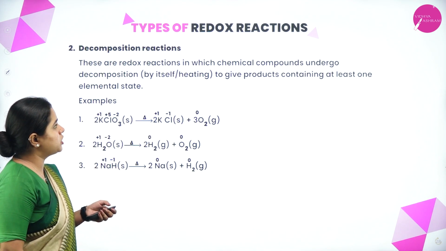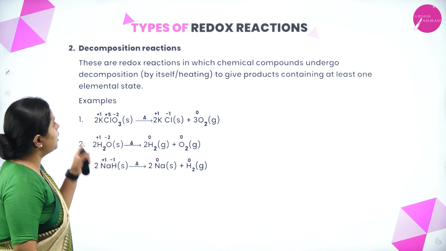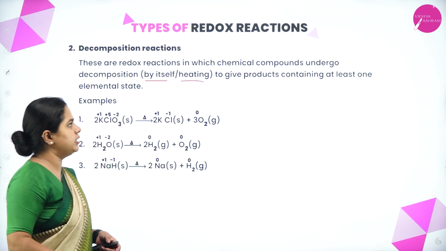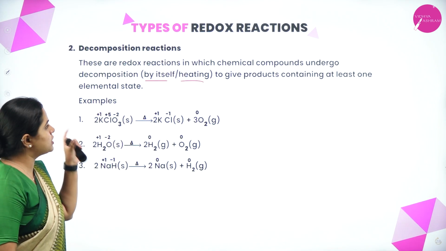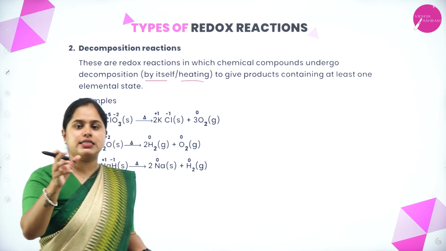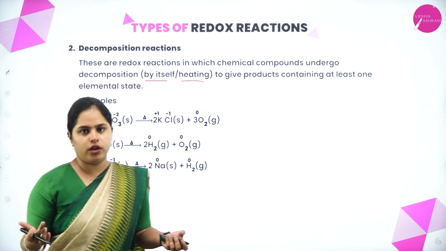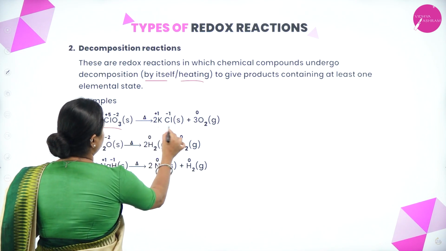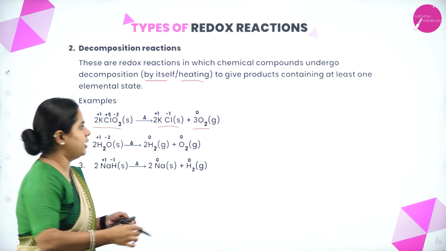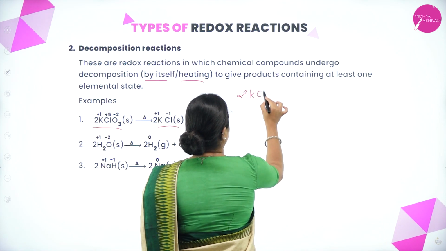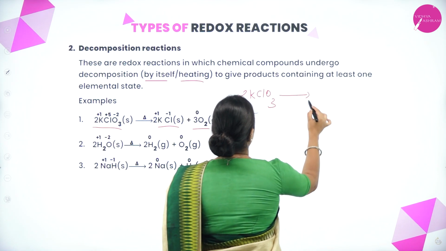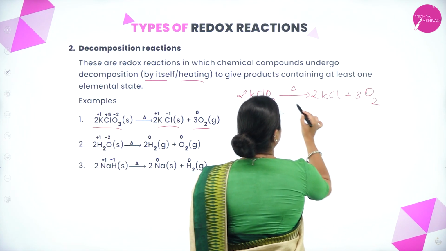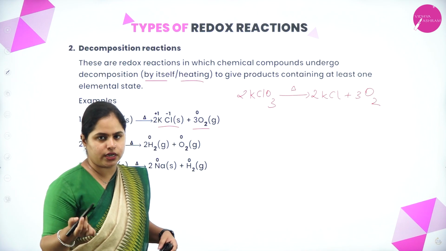So these are redox reactions in which a chemical compound undergoes decomposition. It can happen by itself or by an external source by heating it to give products containing at least one elemental state. So one reactant is getting decomposed to further smaller products. So let's see here, 2KClO3 is decomposed into 2 moles of KCl and 3O2. So here let's write it down. 2KClO3 decomposes to 2KCl and 3O2. So you can see here the symbol is given here which stands for heating, right?